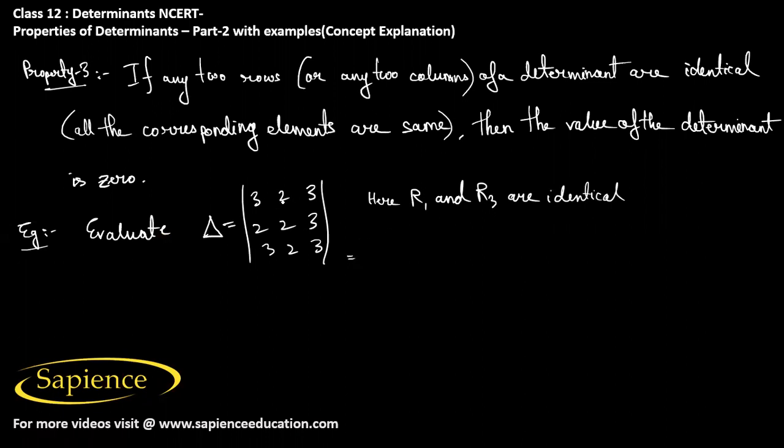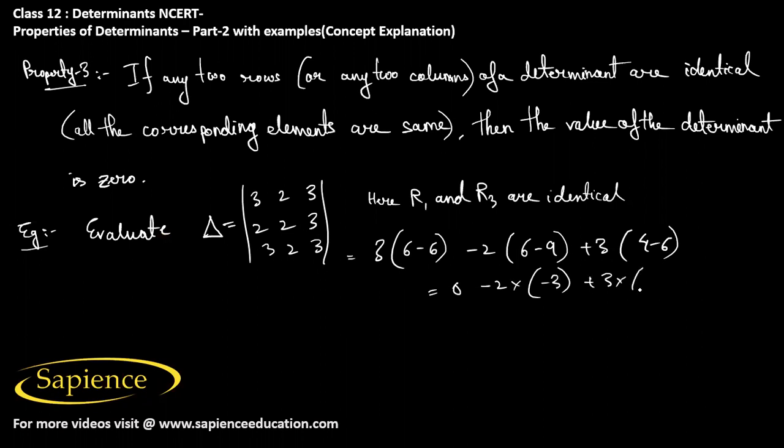So if we expand this determinant along the first row, then it will be 3 into (6 minus 6), then minus 2 into (6 minus 9), then plus 3 into (4 minus 6). So this will be 3 into 0, that is 0, minus 2 into minus 3, then plus 3 into minus 2. So this will be 6 minus 6, that is equal to 0. Hence we see that since the two rows are identical, the corresponding elements are the same. Therefore, the value of the determinant will come 0. Hence, property 3 is verified here.